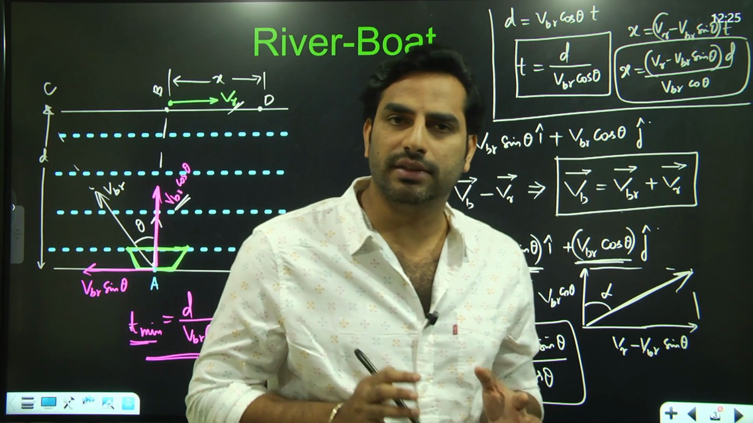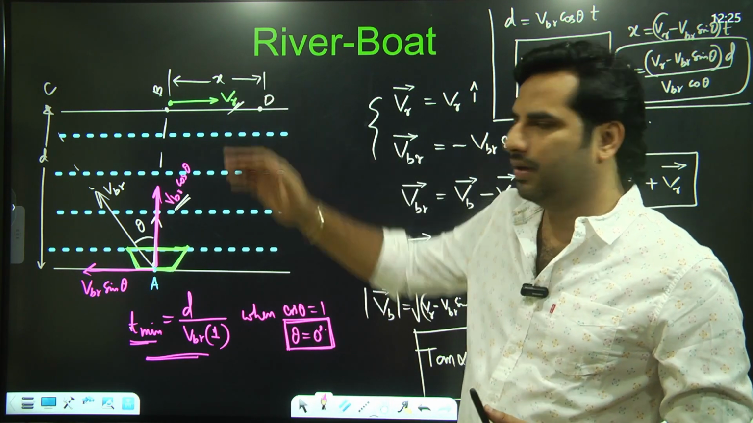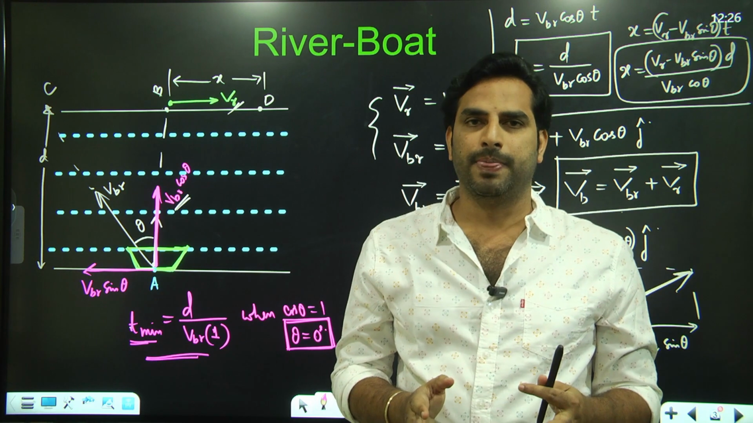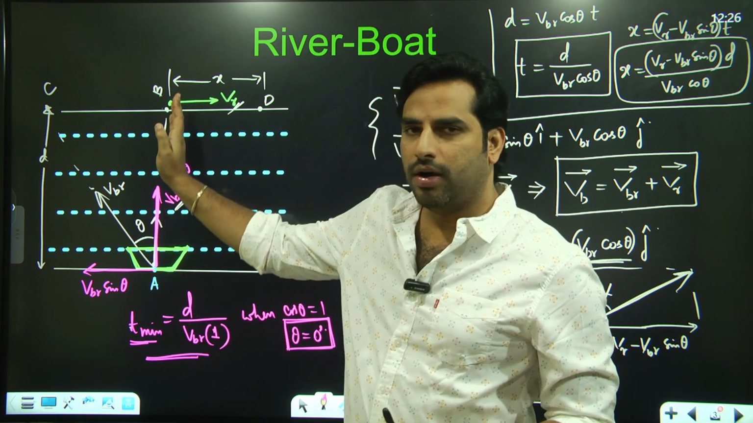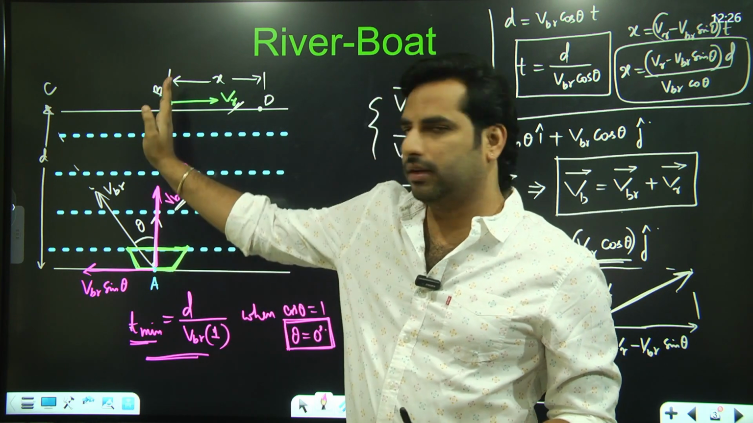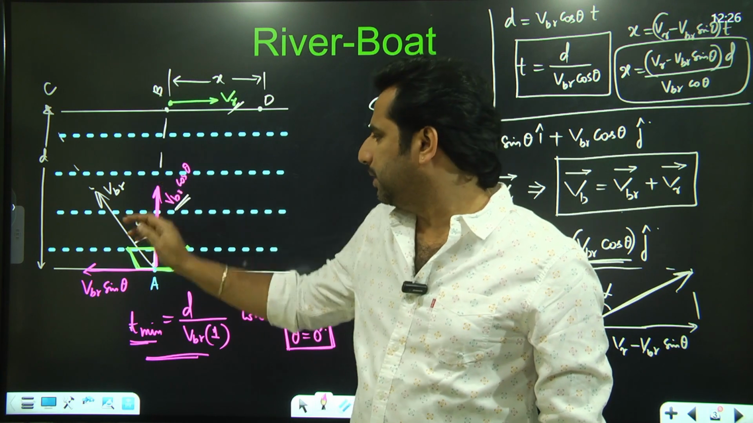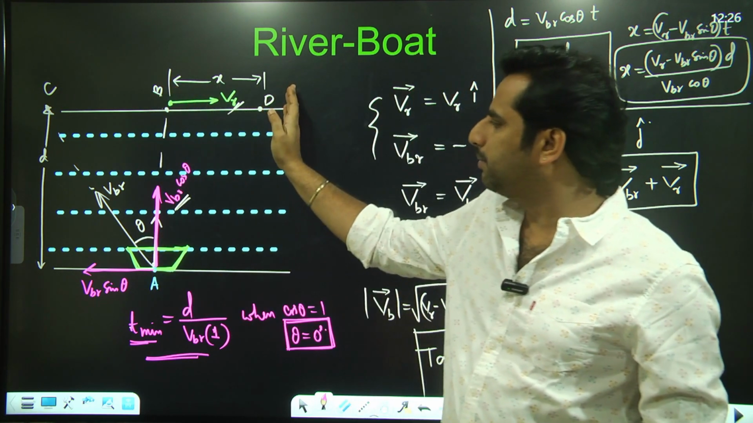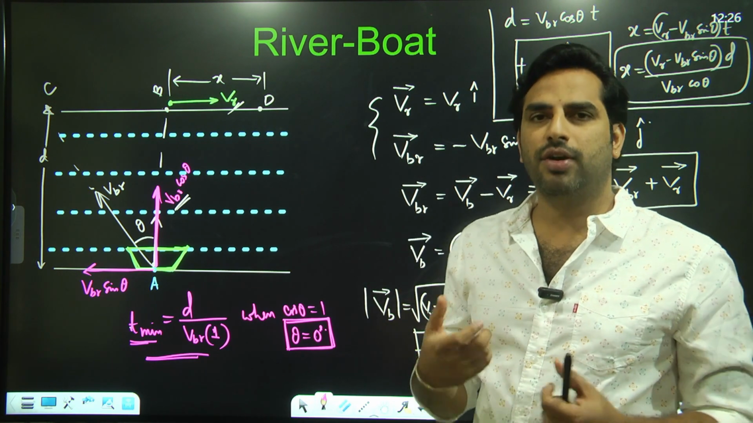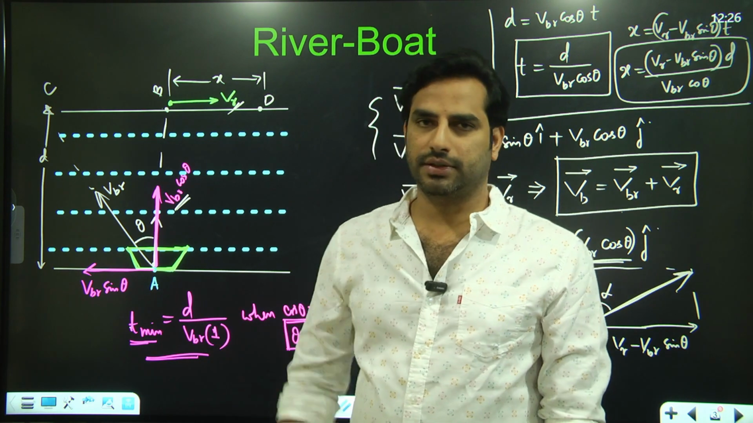A very interesting thing that you can notice here: if he has to cross the river in the shortest possible time, all he has to do is head perpendicular to the flow, or head along the vertical. Flow is along the horizontal, so head perpendicular to the flow. That is the meaning of theta is 0. So he will not reach B, he will reach some other point D. There is horizontal drift. The distance is not shortest, but the time is shortest.